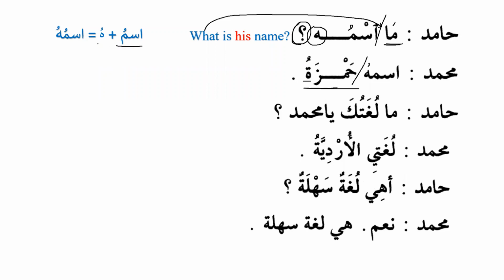So here we have ismuhu. It's a combination of ismu plus hu, and it means ismuhu, that means his name. And then the answer is ismuhu Hamzatu, his name is Hamza. And we know that hu basically means his. Hamidun: Ma lughatuka ya Muhammadu? Ya Muhammadu, as we know that after ya, the singular noun does not take tanween. So we will say, Ma lughatuka ya Muhammadu. What is your language, O Muhammad?